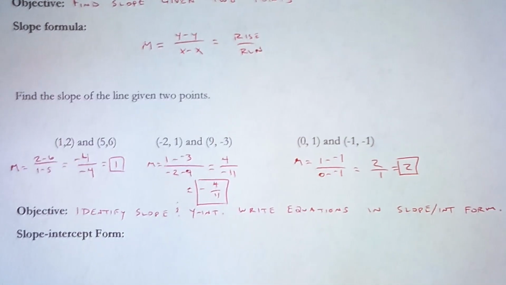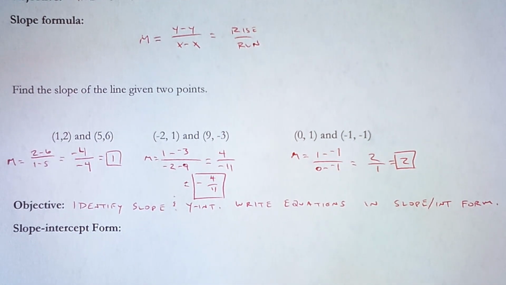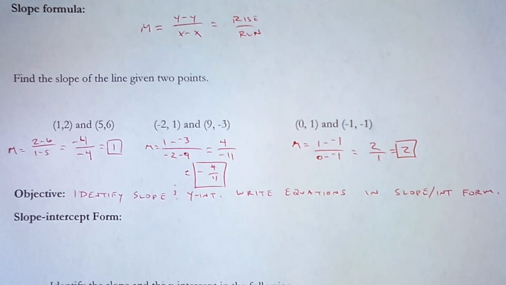Okay, the next thing we're going to do is identify slope and y-intercept, and then we're going to write equations in slope-intercept form. I think I'll save the writing equations part for a separate video. We're going to identify slope and y-intercept. We're going to learn a little bit about slope-intercept form and how to find information in that form. We're going to learn what point-slope form is also, and a little bit about the 4 types of slope.